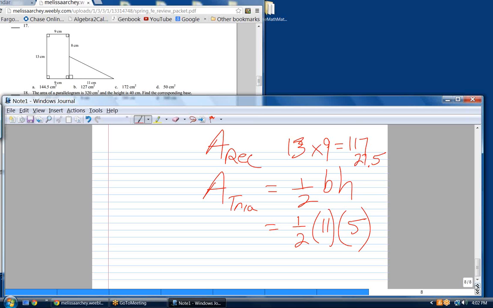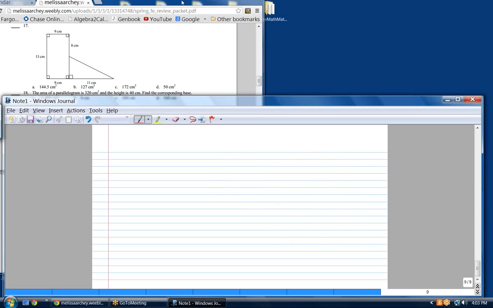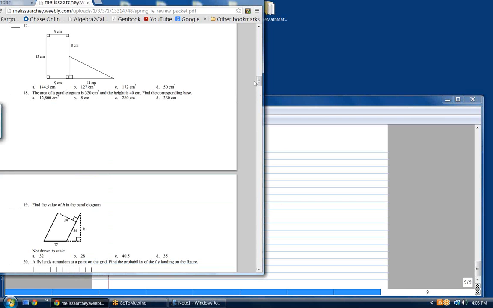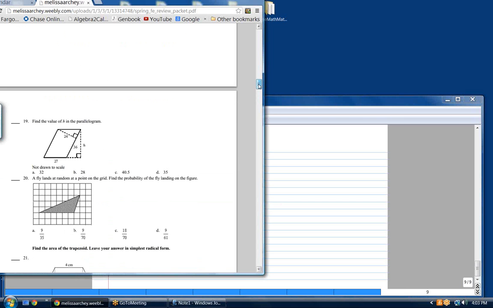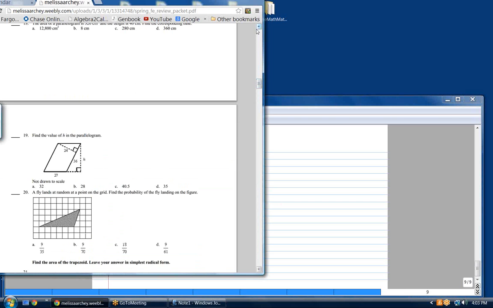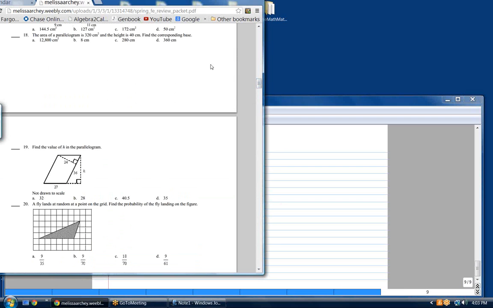Okay. That's pretty straightforward also. The area of a parallelogram is 320 and the height is 40. Find the base.